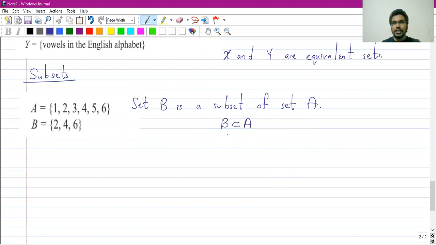B is a subset of A. So please keep it in your mind because there are questions with using these signs only. They do not tell anything about that as a description. They will give the sign like this.